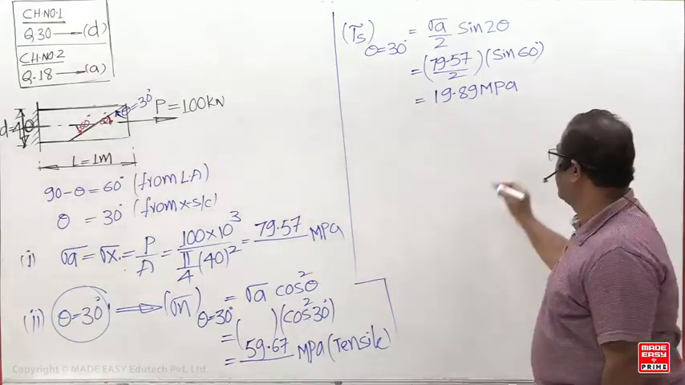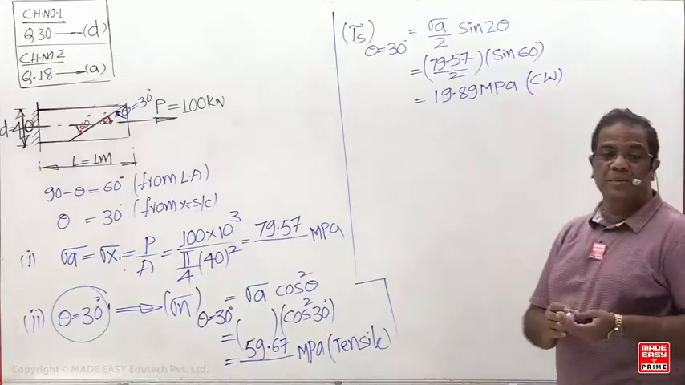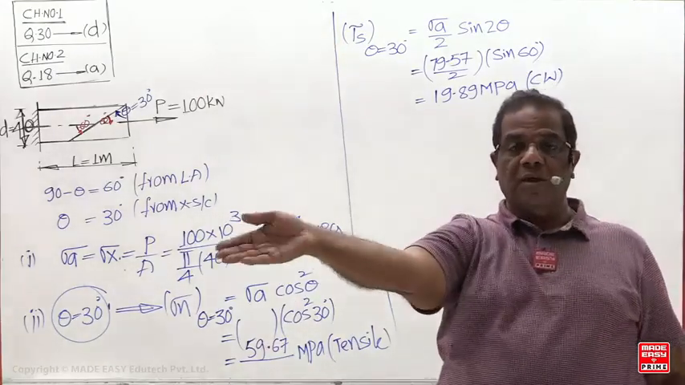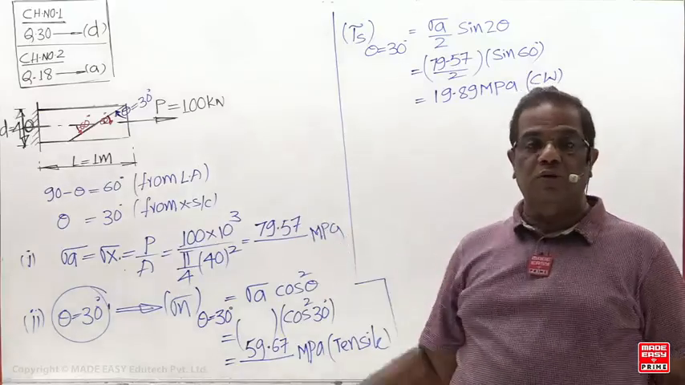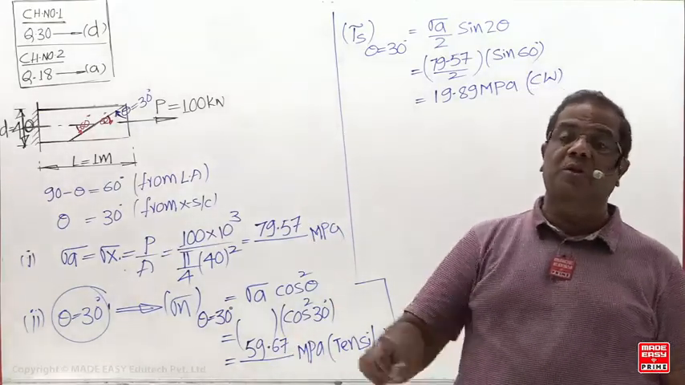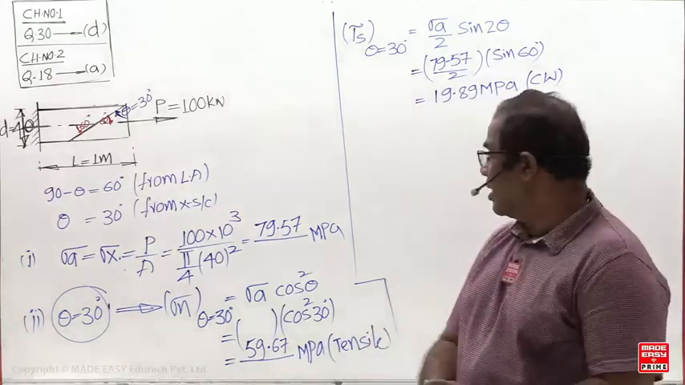I'm getting a positive, which means it is going to be clockwise. Yesterday, what now? The direction of the shear stress I'm getting is clockwise, and I'm going to show how to show it as clockwise. If I'm getting a positive, it means clockwise. If I'm getting a negative, it means anticlockwise.